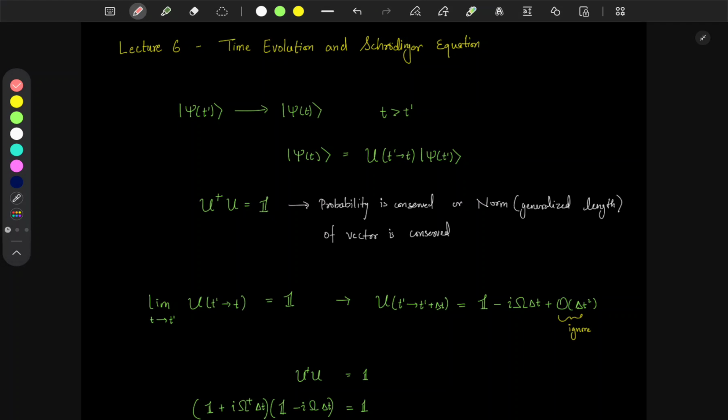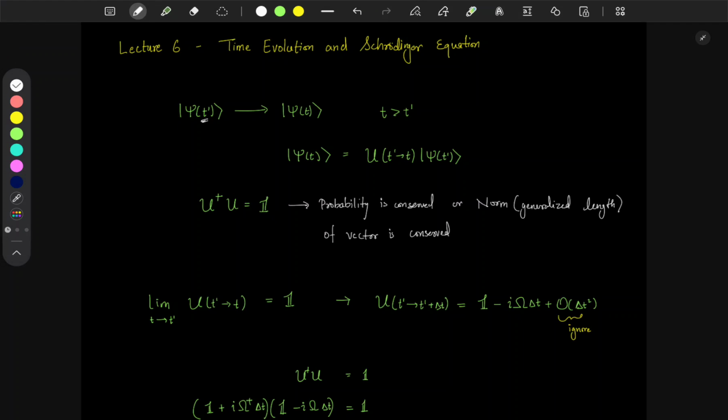So let's get started. In the last discussion, recall that given a state vector defining the state at time t prime, as time moves forward, the state vector will change in general. There were two points of view. In one, the state vector changes; in the other, the operator itself changes. Here we are taking the first point of view, where the state vector changes, which is the Schrodinger picture.